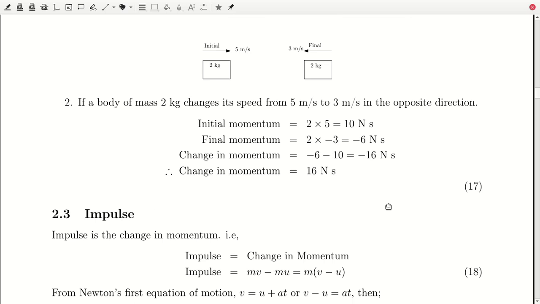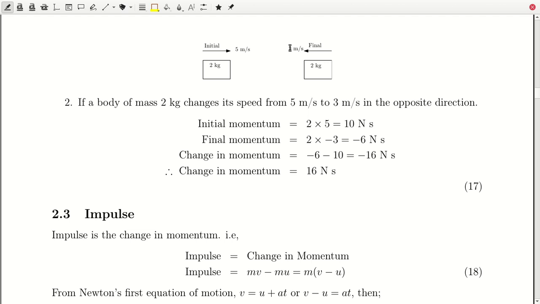So here is another example, which is saying a body of mass 2 kg changes speed from 5 meters per second to 3 meters per second in the opposite direction. So it means the particle moves and then at a certain point changes the speed, but in the opposite direction. So if we treat the initial speed to be positive, that means the final one will be negative, to be moving in the opposite direction of the other.